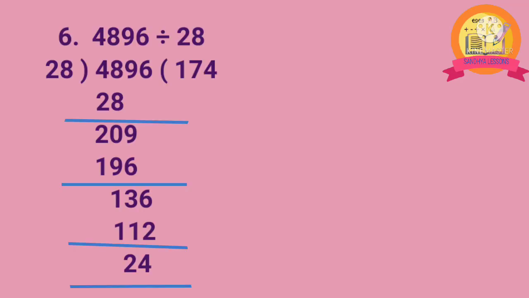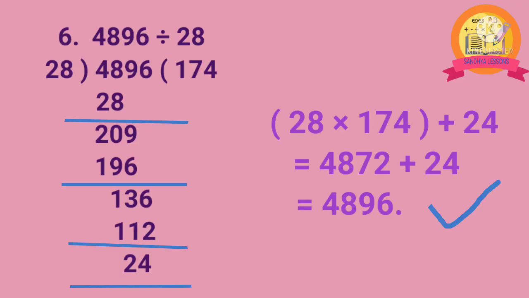Sixth problem, 4896 divided by 28. After dividing 4896 by 28, we get 174 as quotient and 24 as remainder. By verification, 28 multiplied by 174 plus 24 is equal to 4872 plus 24, that is equal to 4896, which is the dividend.